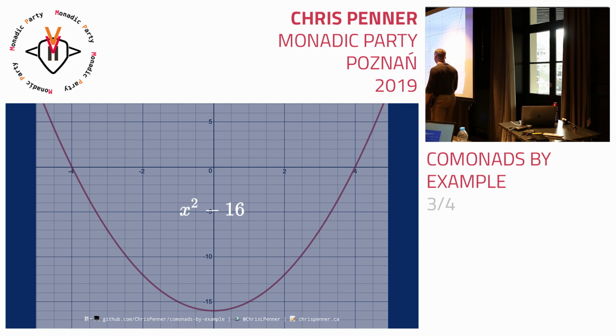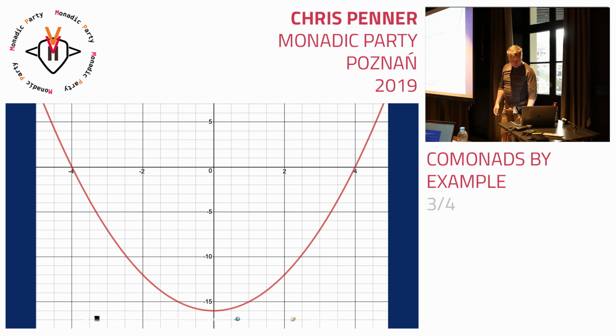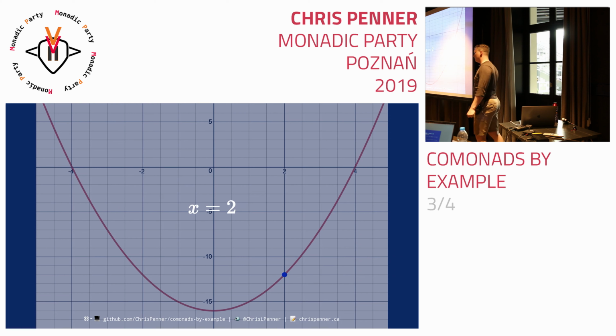Happens to estimate the square root of 16. So you can see at 4, we hit 0, right? So it's finding the roots, and that's the square root of 16. But that's not important. We just have a function. Okay? Cool. Okay, we're going to pick a spot on this function to talk about.